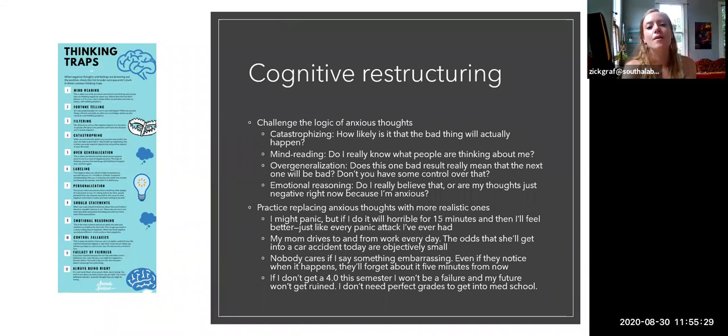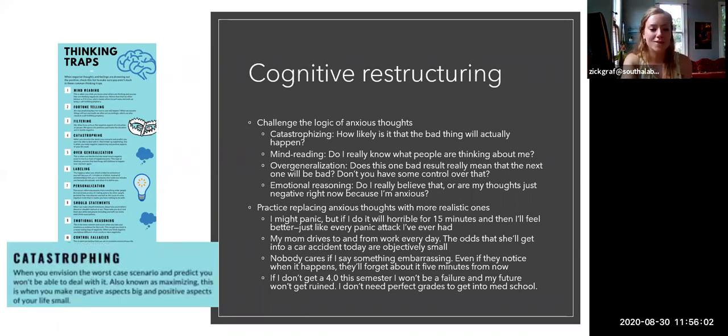Okay, so this slide is really complicated, and this could really be its own class. So this is just a very rough overview of what cognitive restructuring is. Basically, cognitive restructuring has to do with recognizing logical inconsistencies or errors in thinking associated with anxiety. We also call these things thinking traps. So this is a whole list of examples and definitions of different thinking traps. It's not exhaustive, and the terminology can vary from therapist to therapist and sometimes from disorder to disorder.